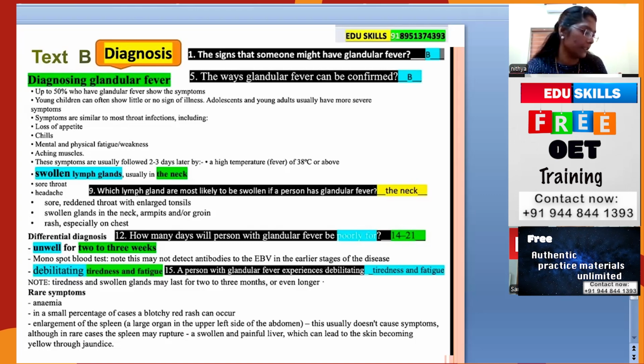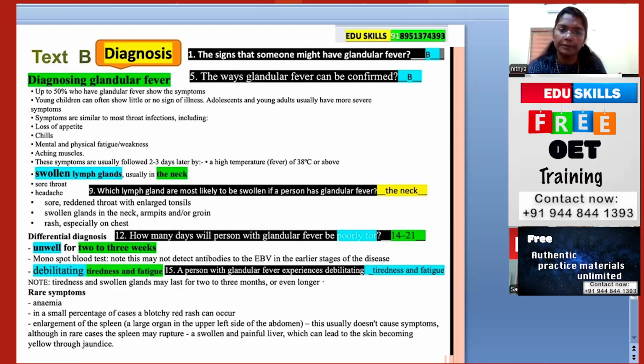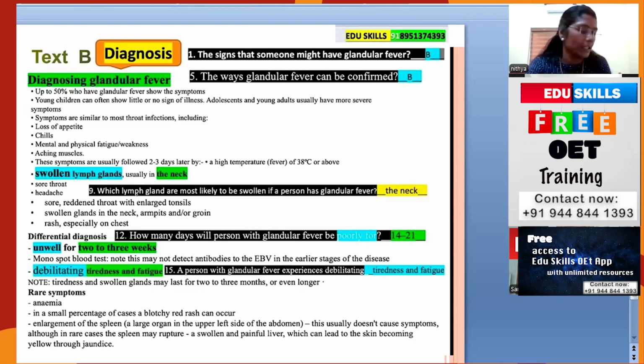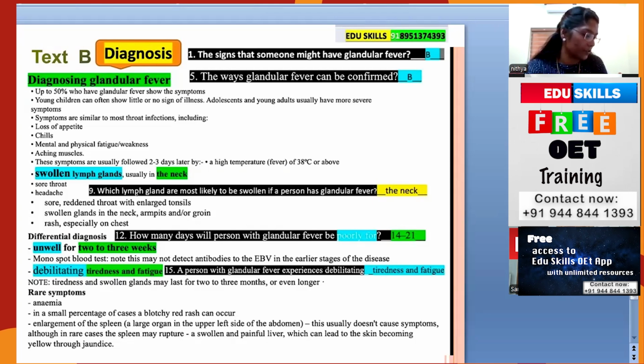Then the next question, 9: which gland is most likely to be swollen if a person has glandular fever? Most likely, where will it be? It's in B: swollen lymph glands, usually in the neck. They are asking which lymph gland, that is the organ name. The answer is the neck. What is the next question?